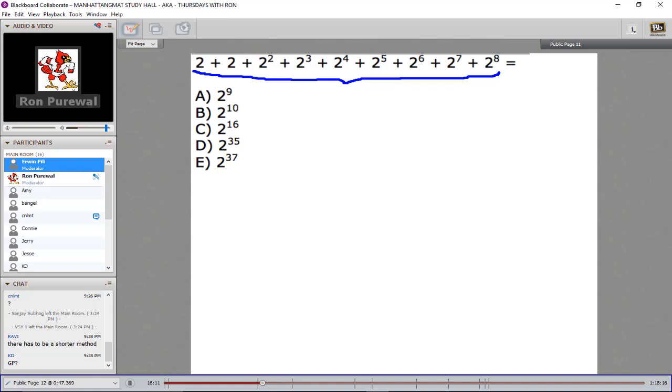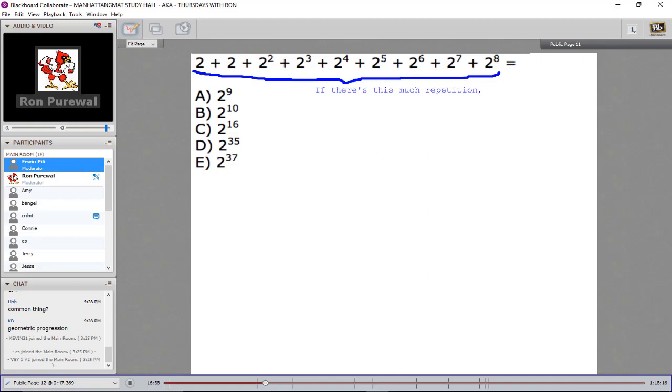I don't know what GP stands for. Thinking much more generally, I don't actually know what that is, but you definitely don't need any fancy words like that. Where I'm going with this is if there's this much repetition, you should be able to just recognize a pattern step by step.